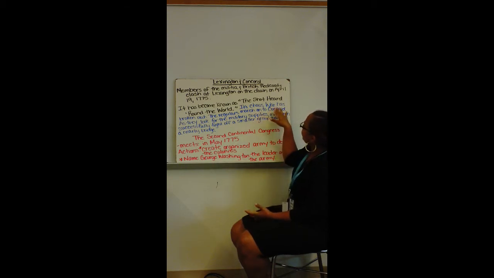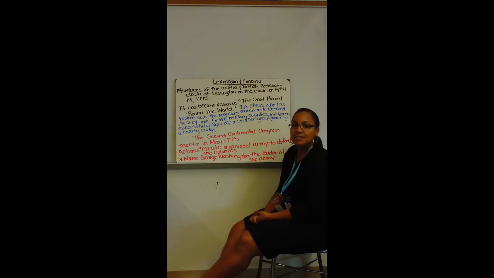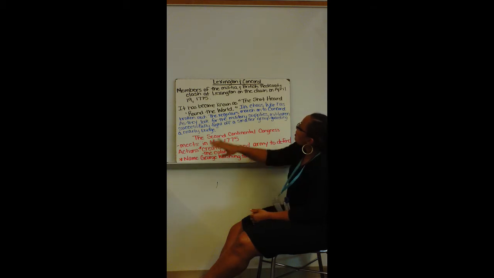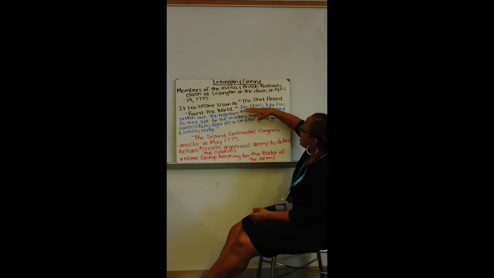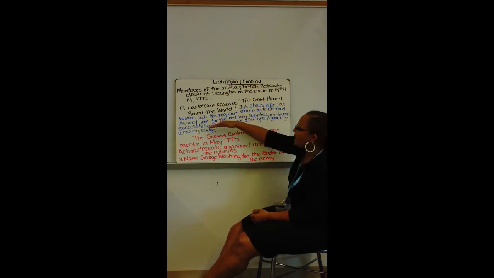It's chaos that caused war to basically break out. The regulars marched on to Concord. As they looked for the military supplies, the militiamen successfully fought off a smaller group guarding a nearby bridge. So they are successful in basically stopping the British from taking the gunpowder. And this is going to be called the Battle of Lexington and Concord. So remember, chaos broke out, war has finally begun.